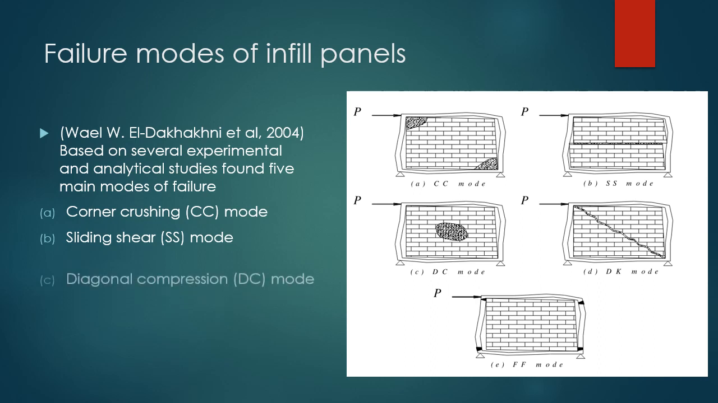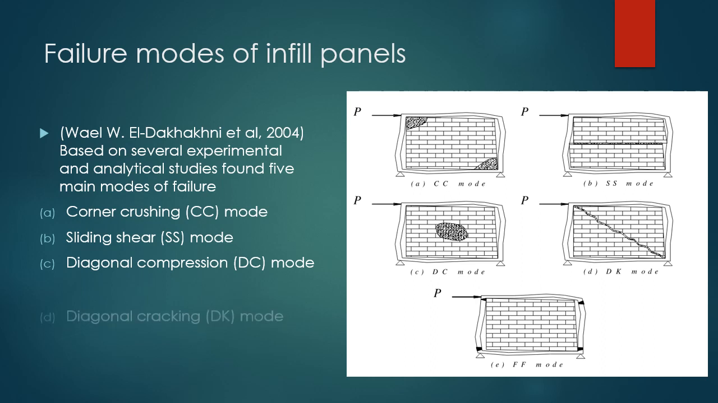The next mode is diagonal compression, which represents crushing of infill within its central region, as shown in figure C. It is usually associated with relatively slender infill. The next mode is diagonal cracking, which represents a crack connecting the two loaded corners, as shown in figure D. This mode is associated with weak frame or frame joints and strong infill.